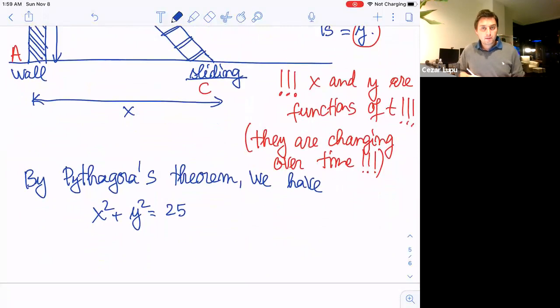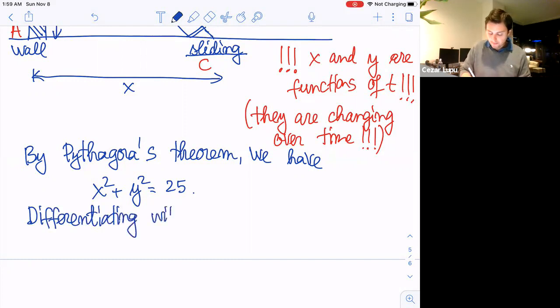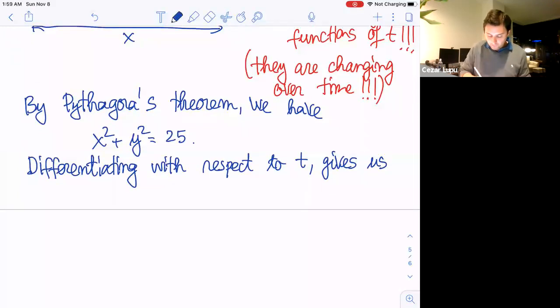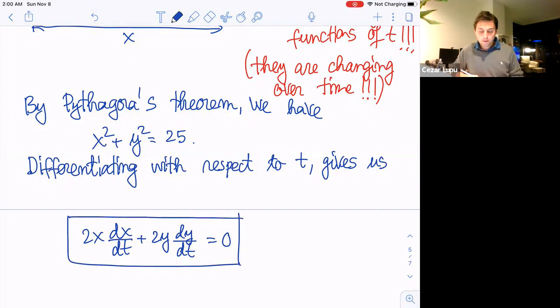Now keep in mind that these functions x and y are changing over time, so they're functions of t. So now when we want to differentiate with respect to t, let's do that. Differentiating with respect to t gives us the following: 2x dx over dt plus 2y dy over dt will be equal to 0. This is what we call the general situation, as you can see, we took the derivative with respect to t.